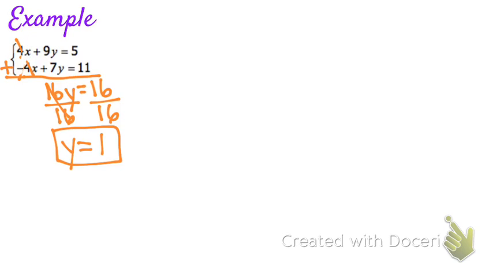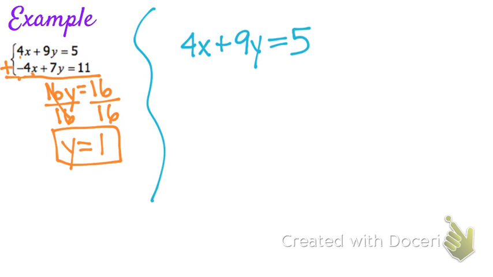So now that we have figured out what y is, we can look at our equations and see if one is easier than the other to substitute that into and figure out what x is. I'm just going to use the first one because they both look kind of the same as far as difficulty. And I'm going to put 1 in for y. So instead of 9 times y, it's 9 times 1. So everything else stays the same. And now before I start moving things around, you want to simplify. So this is 4x, but instead of 9 times 1, I'm just going to say 9.